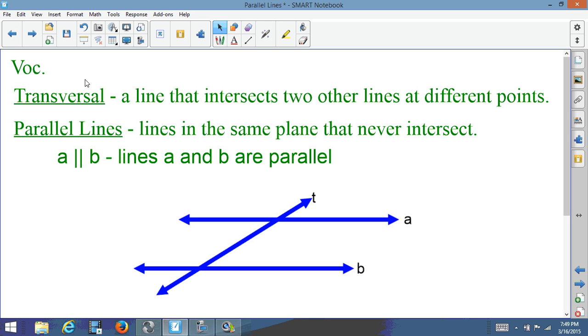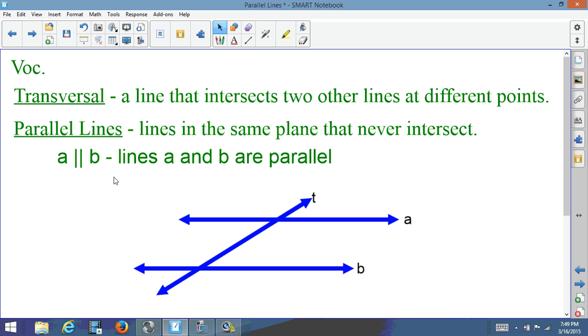Our vocabulary starts off with the word transversal. That's a line that intersects two other lines at different points. So the transversal would be the T here for transversal, which would be line T here, and it's intersecting two lines, A and B. Parallel lines are lines in the same plane that never ever intersect.